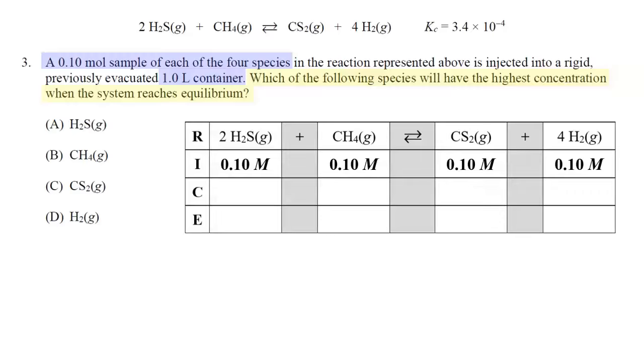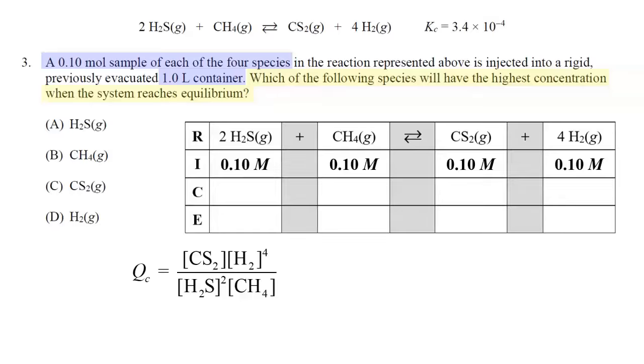Now I'm going to go ahead and set up the expression for the reaction quotient Q. And that's going to be products over reactants. So it's going to be the concentration of CS2 times the concentration of H2 raised to the 4th power, because there's a coefficient of 4, divided by the concentration of H2S squared, again because there's a coefficient of 2, and then also on the bottom is the concentration of CH4.